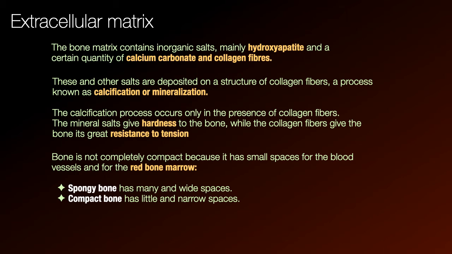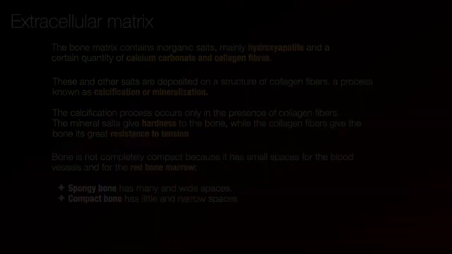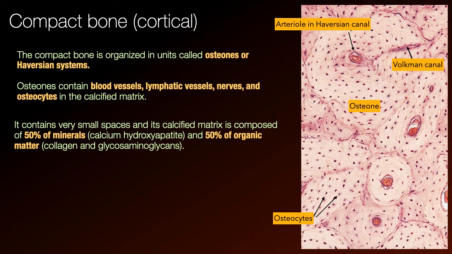We can distinguish two types of bone regarding these inner spaces, whether they are big or small. So we have spongy bone and we have compact bone. Compact bone, also named cortical, is the one organized in Haversian systems or osteons, where the blood vessels, nerves, and lymphatics are located in that central Haversian canal.